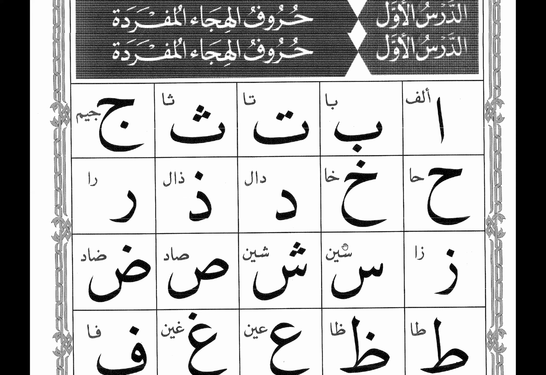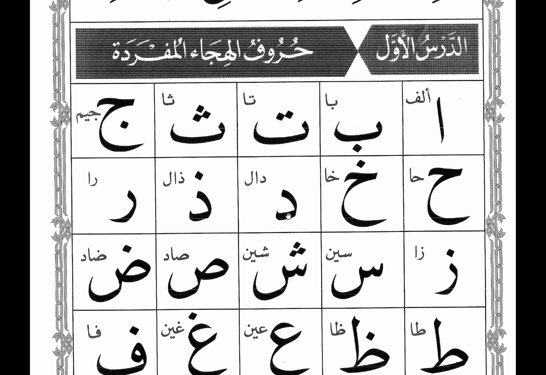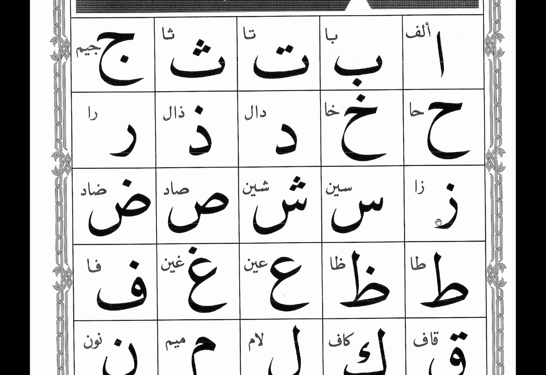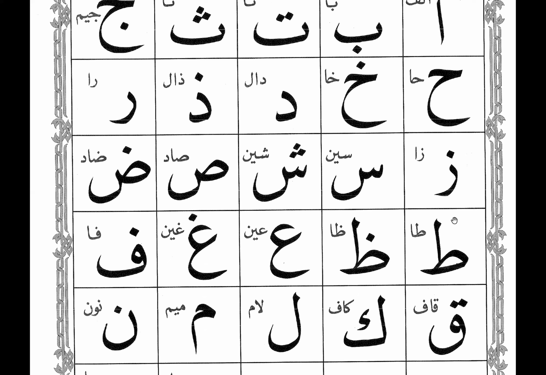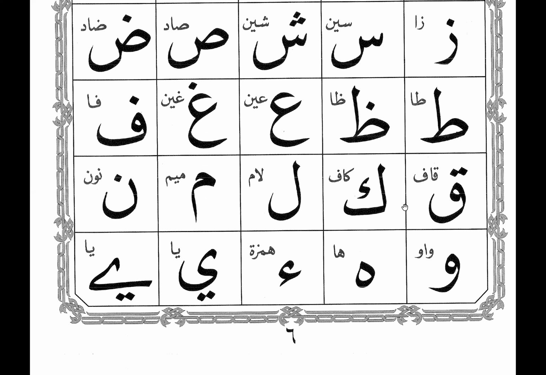So now let's read the letters from the beginning. Alif, ba, ta, tha, jim, ha, kha, dal, dhal, ra, za, sin, shin, sad, dad, ta, dha, ayn, ghayn, fa, qaf, kaf, lam, mim, noon, waw, ha, hamza, ya, and ya.